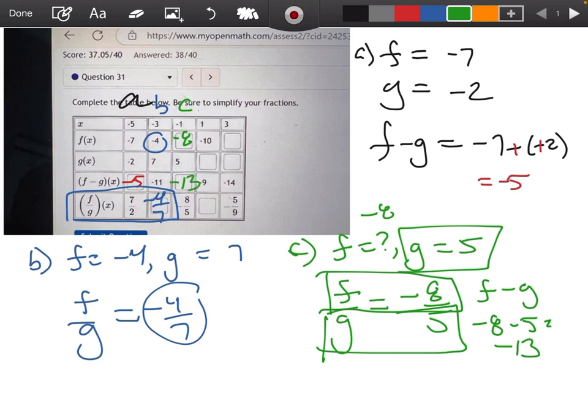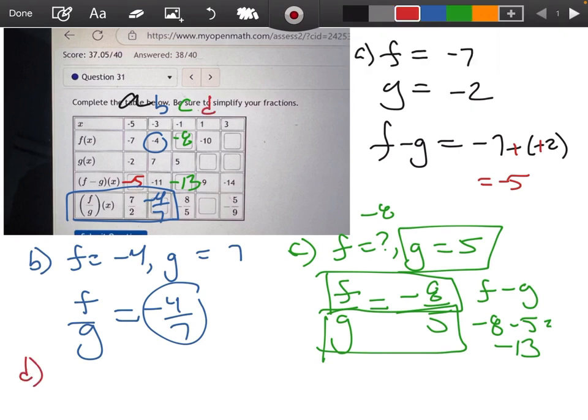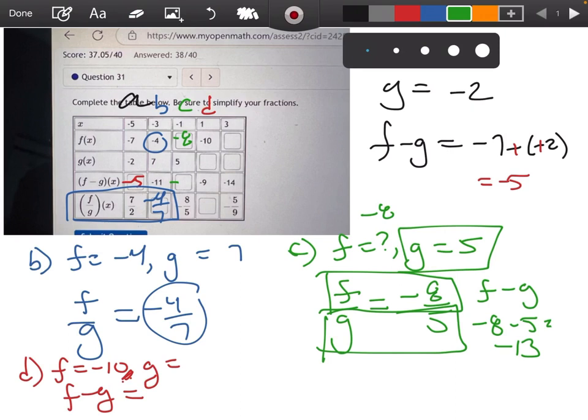Now, let's see if we can call this part over here part D. Okay, in part D, what do we know? We know the value of f is -10. We do not know the value of g, but we know that f minus g is, I don't know if that's a 9 or a -9. Let me get rid of this real quick. Okay, it looks like a -9.